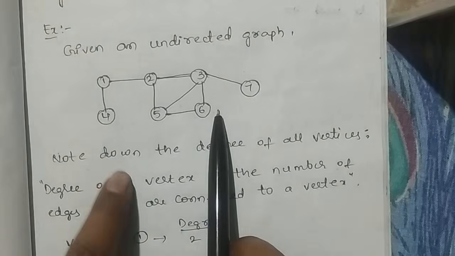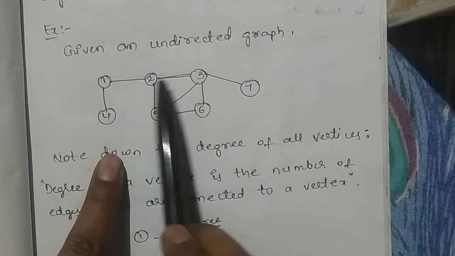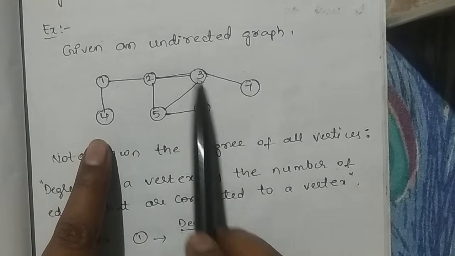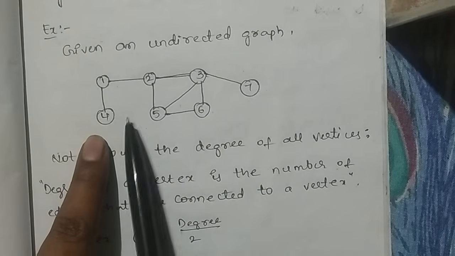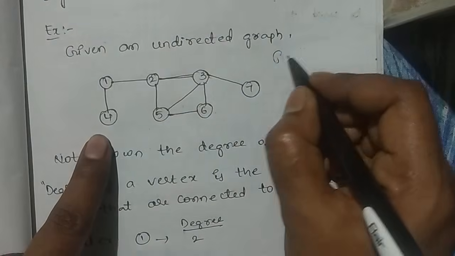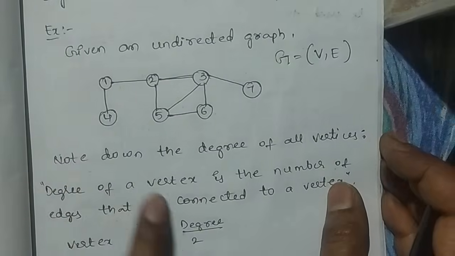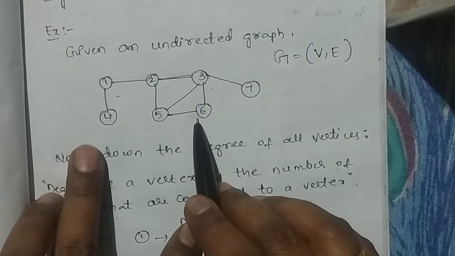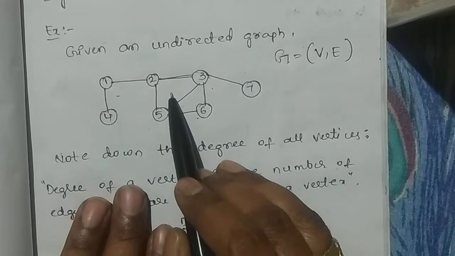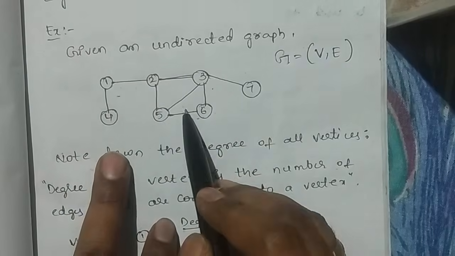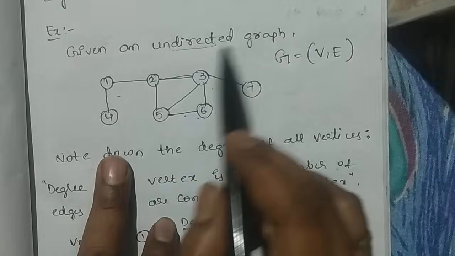So what are the vertices in this graph? 1, 2, 3, 4, 5, 6, 7 are the vertices, and these lines or links which are used to connect the vertices are called edges. So simply a graph can be defined as a collection of vertices and edges. In this graph we have all 7 vertices and some number of edges which connect the vertices. And one thing you have to observe here, all the edges are undirected. So that's why this graph is called an undirected graph.